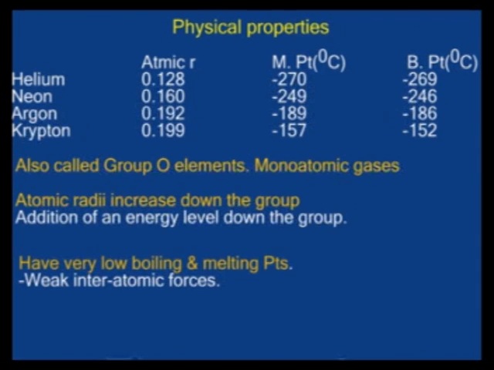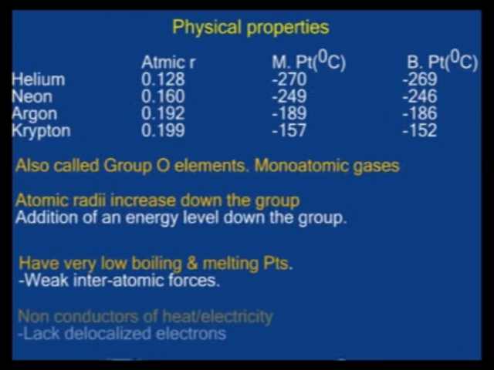atoms. As the atomic radius increases, the strength of these forces increase, and this is why the boiling and melting points of these noble gases increases down the group. They are obviously non-conductors of heat and electricity, and now you know why. It's because they lack delocalized electrons.